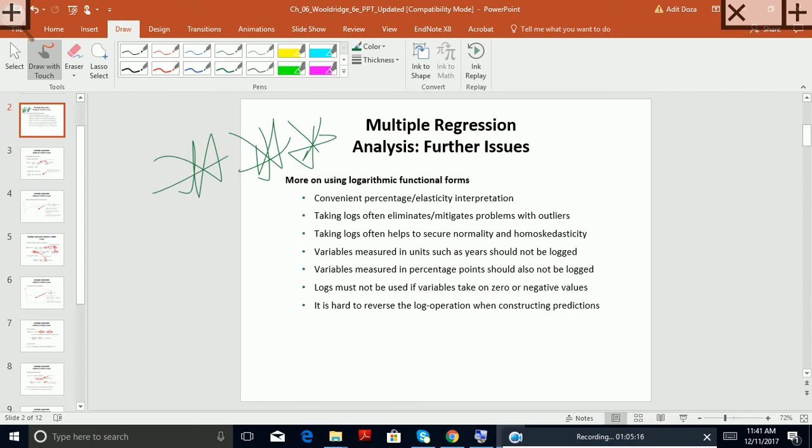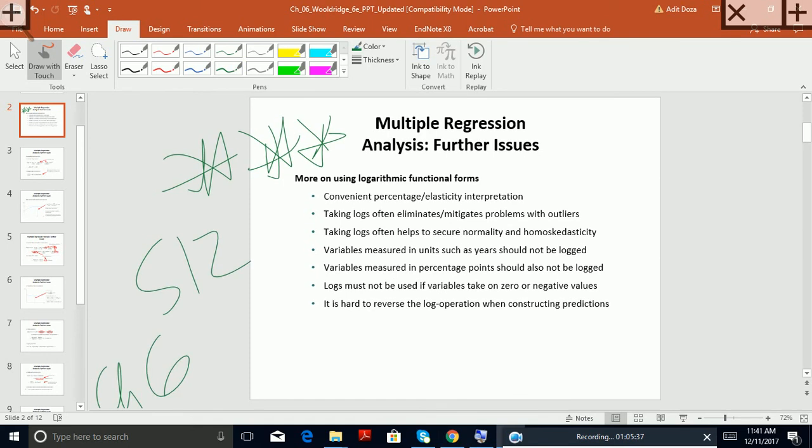Okay, rules for taking log. You cannot log small values. You cannot log percentages, right? You cannot log years. So you just read all these 6-7 conditions. Right? So slide 2 of chapter 6. Slide 2. Important. It's coming.